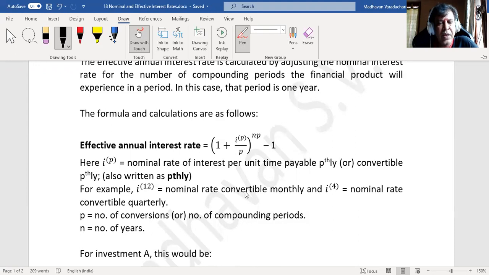Here, this i(p) is nothing but the nominal rate of interest per unit, payable p times. p is the number of conversions or the number of compounding periods. So you read it as p-thly. Sometimes you may write p-thly, or you can also write convertible p-thly. For example, i(12) means nominal rate convertible monthly because there are 12 months in a year. When they say 4, there are 4 quarters, so nominal rate convertible quarterly.